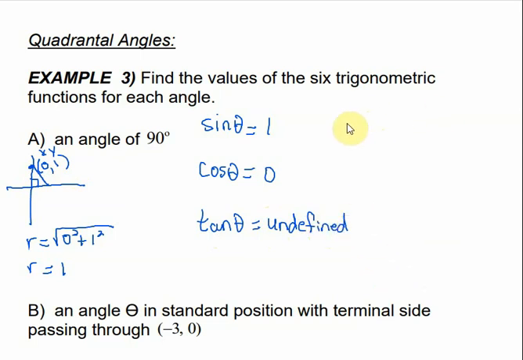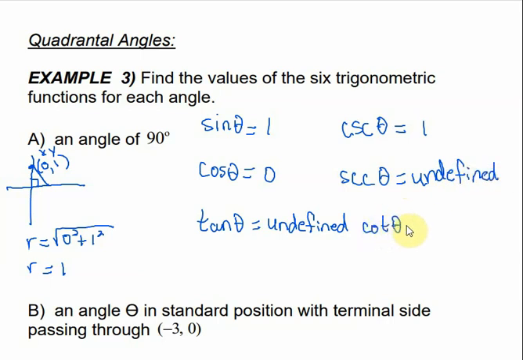Then for our reciprocal functions, cosecant of theta, if I take the reciprocal of 1, I just get 1. But for secant, if I take the reciprocal of 0, that puts 0 in the denominator, which makes it undefined. And then cotangent, this was 1 over 0. Well, now if I flip it, that's 0 over 1, which is 0.